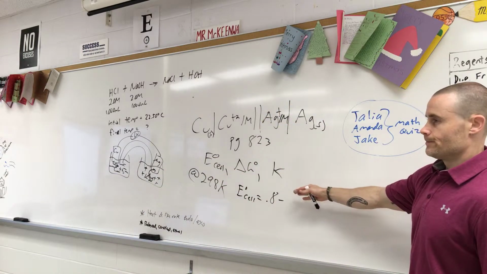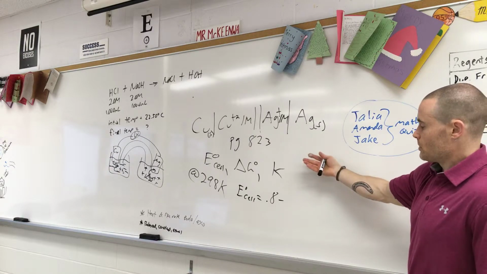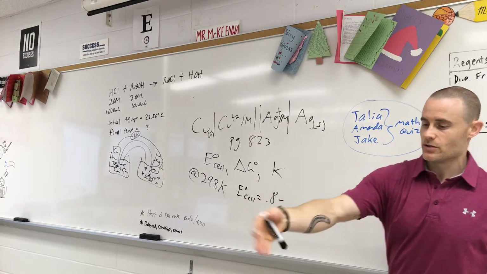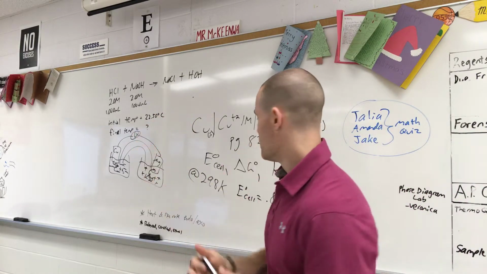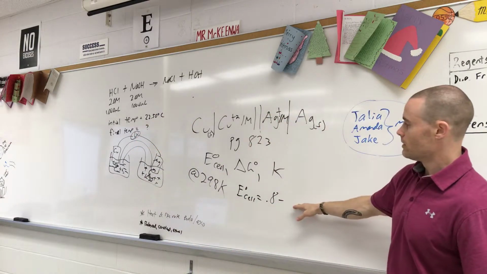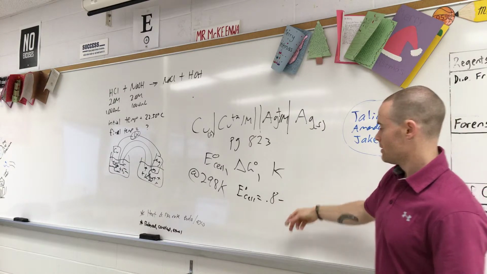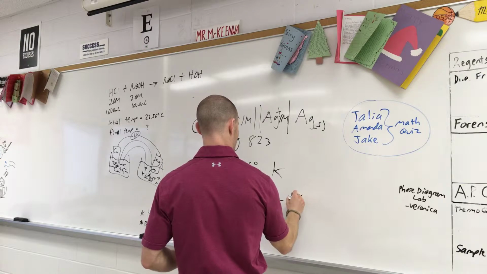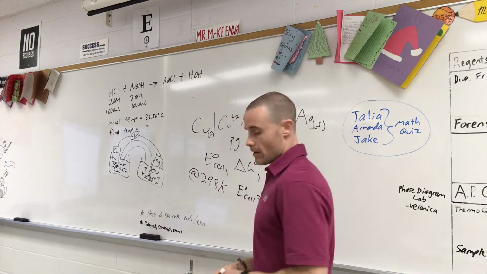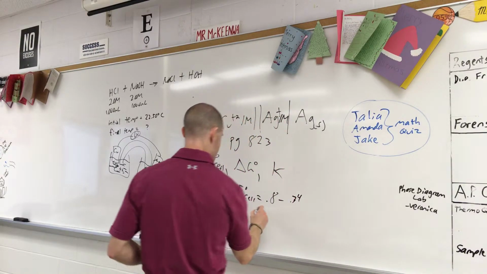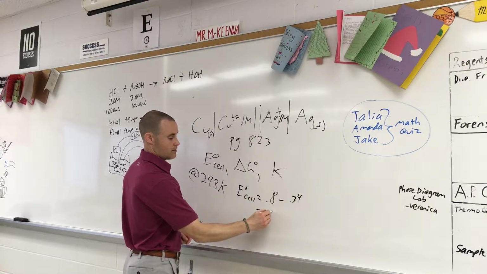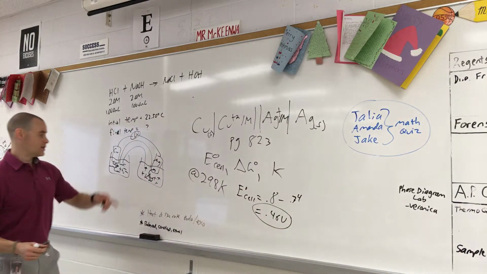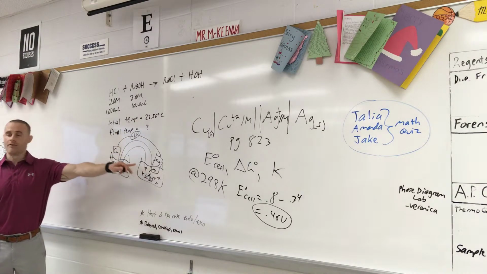I don't know if I need to explain this fully, but the reason it's cathode minus anode is because the way it's written is backwards, right? So this equation here corrects that mistake. So that's why this is going to be positive. So 0.34. 0.8 minus 0.34, so what is that? 0.46 volts. Okay, so that's the voltage created from this cell.